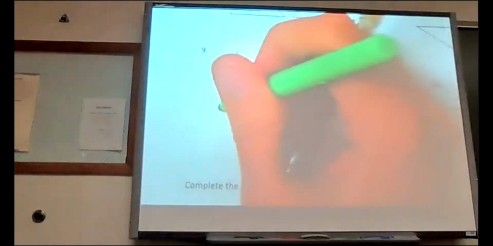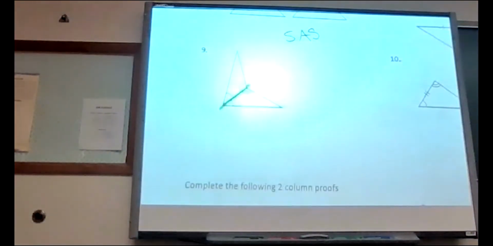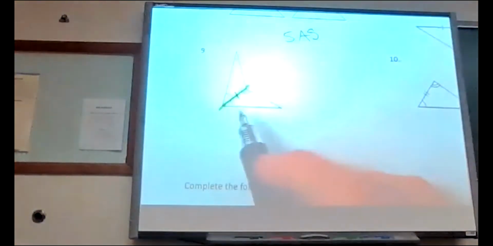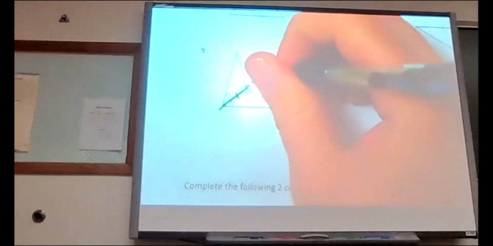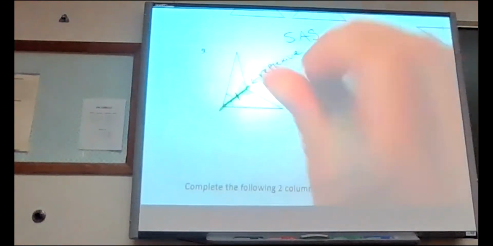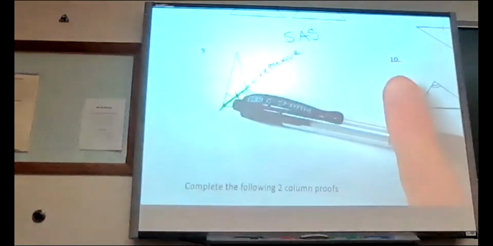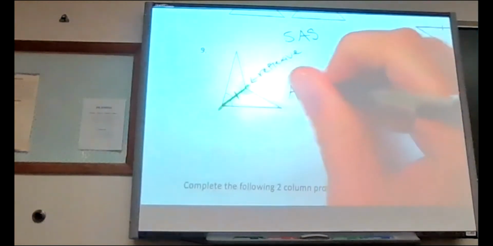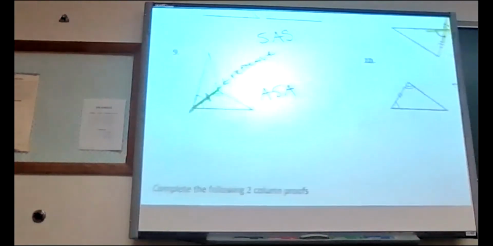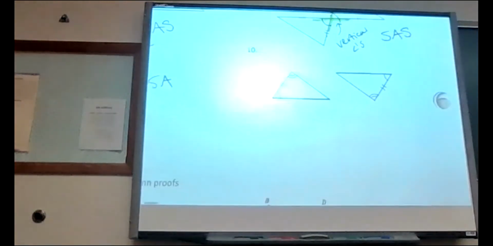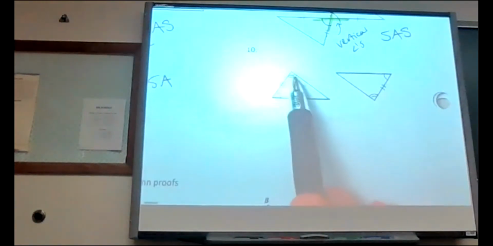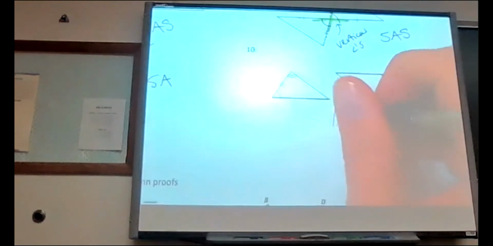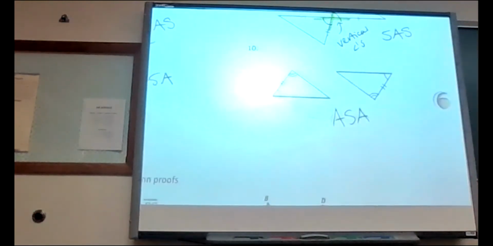On 9, I have it again, I have a reflexive property right here, reflexive property, which tells me that these triangles are congruent by angle, side, angle. On 10, I don't have anything that I look for. They're totally separated, but are they congruent? Do I have one of my cases? Yeah, I have angle, side, angle. Good.